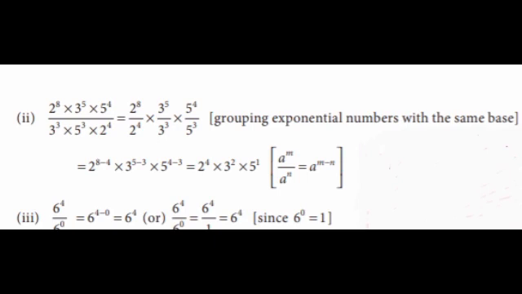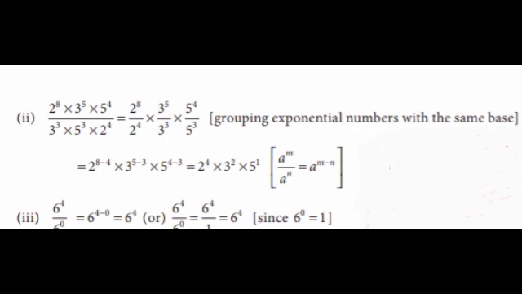Okay. For avoiding confusion, we can write like this first. Yes. Next, subtract the powers now. 2 power 8 minus 4 into 3 power 5 minus 3 into 5 power 4 minus 1. So, what is the answer now? 2 power 4 into 3 power 2 into 5 power 1. See the bases, all the numbers have different bases, so we can't subtract the powers again.